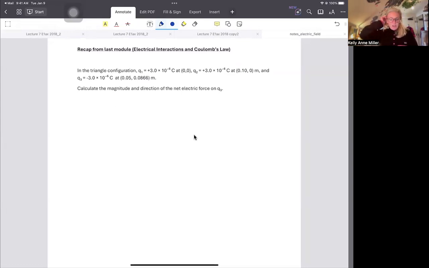Okay, so you've got this triangle configuration with three charges. One is at the origin, so we can put that here, and that's a positive charge, and we can call that Q1. And so that's at 0, 0. And then another charge that is on the same axis, but 0.1 meters away from it. So that one is another positive charge, and that we'll call Q2. And the distance between them is 0.1 meters.